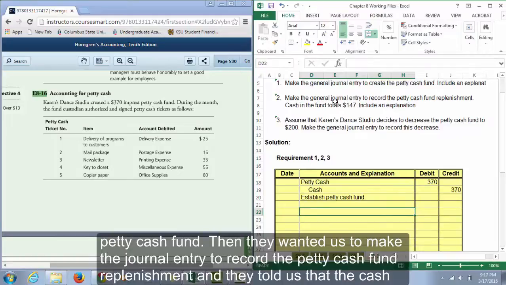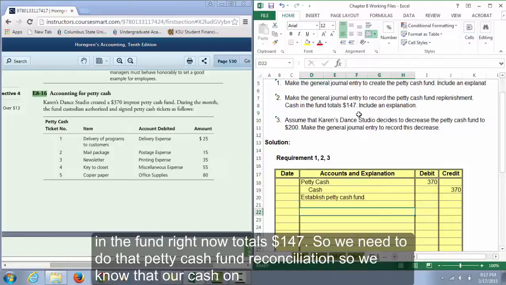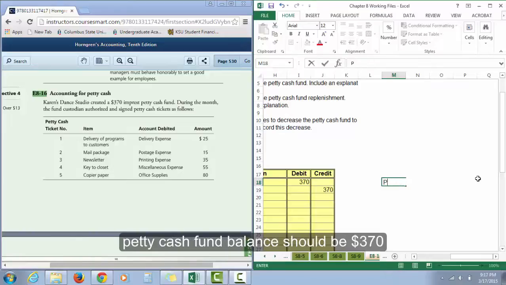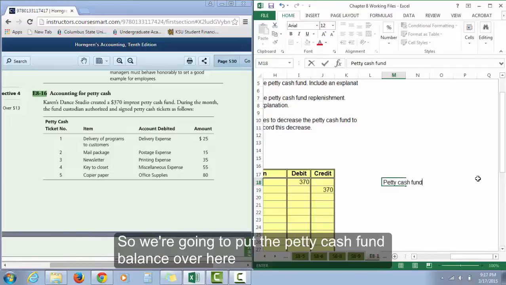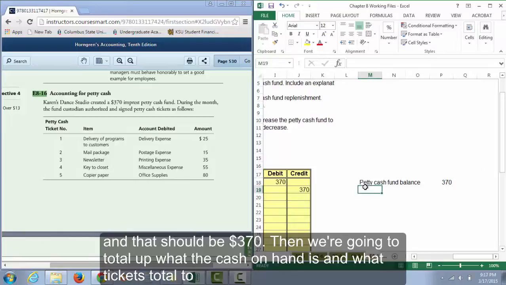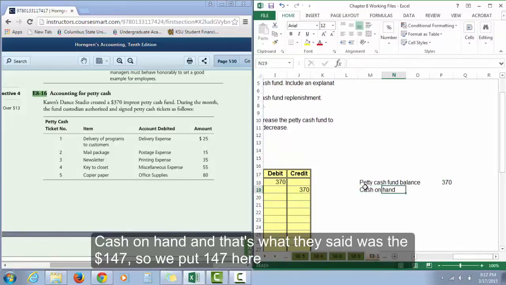All right. Then they wanted us to make the journal entry to record the petty cash fund replenishment, and they told us that the cash in the fund right now totals $147. So we need to do that little petty cash fund reconciliation. So we know that our petty cash fund balance should be $370. So we're going to put the petty cash fund balance over here, and it should be $370. Then we're going to total up what the cash on hand is and what the tickets total to. So we'll do our cash on hand, and that's what they said was the $147. So we'll put $147 there.